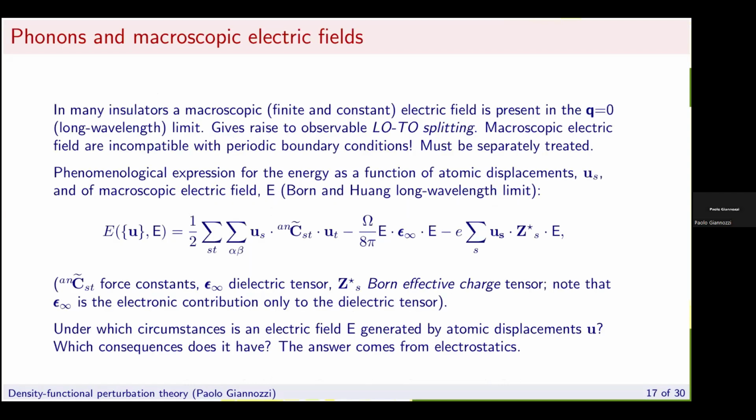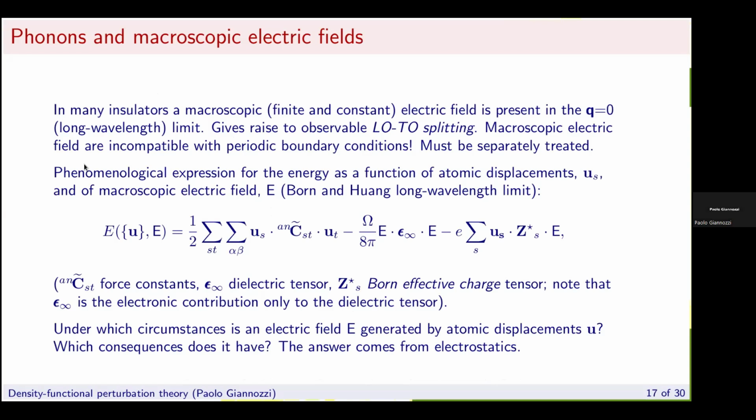Now, all this is true under an assumption. That is, the assumption is that the semiconductors are non-polar. That is, the vibrations, the phonons, have no associated macroscopic electric field in the limit of zero wave vector.